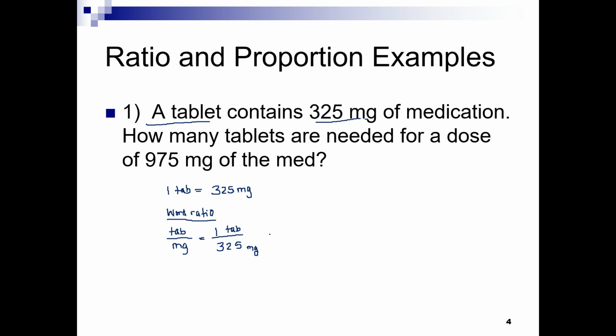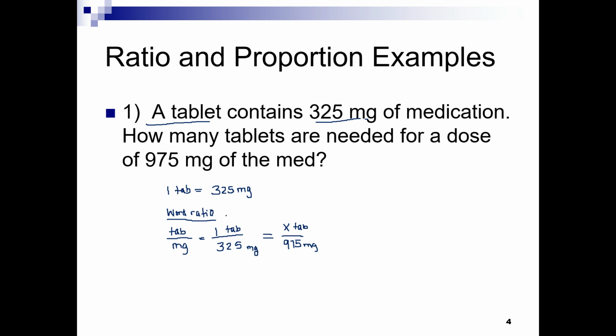So because I'm setting things up to be equal, I will put another equal sign and another fraction bar. As I read the second sentence, it asks me how many tablets, and so on the top of my fraction where I am putting tablets, I'm going to put X because I don't know how many tablets. That's the question. And then they tell me 975 milligrams, and so I'm going to put that in the denominator because that's where the milligrams are going in my setup.